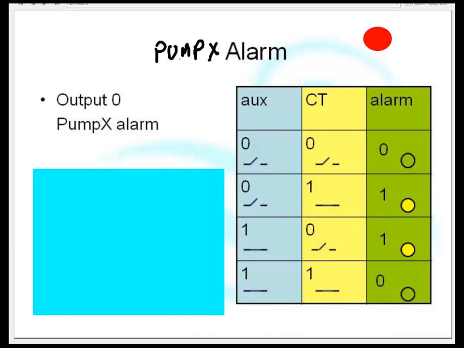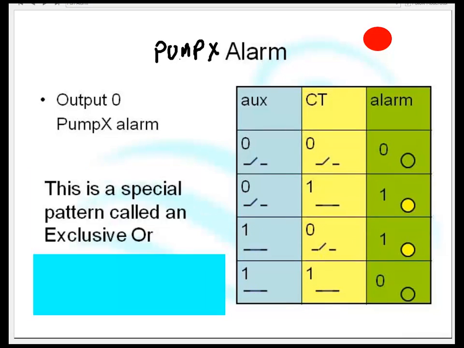Now, this pattern that we create here, this 0110 pattern, that's a special pattern. We use it whenever we're doing pump or fan alarms. In fact, any alarm where we're outputting something and then checking to see if it works. Sometimes it's called the mismatch alarm because it comes on when the two are not the same. It has a special name. It's called the exclusive OR.